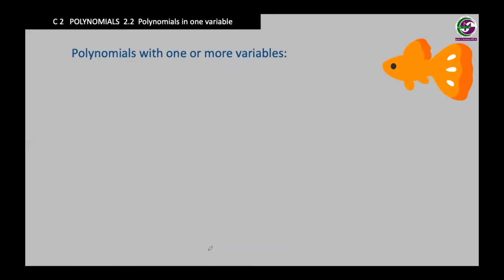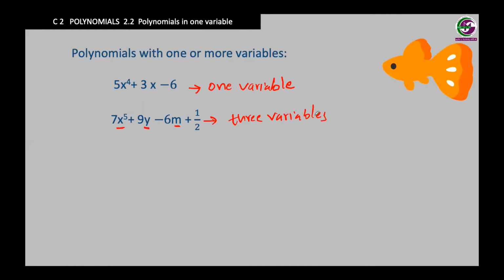Let's move on to the meaning of one polynomial with one variable or more variables. Look at this polynomial with 3 terms. How many variables do we have here? Only x. So this is a polynomial with one variable because you have only x. Now look at the next example. You have x as a variable, you have y as a variable, you have m as a variable. So this is a polynomial with 3 variables. Next one, you have k, you have m, you have n. So again, this is a polynomial with 3 variables.